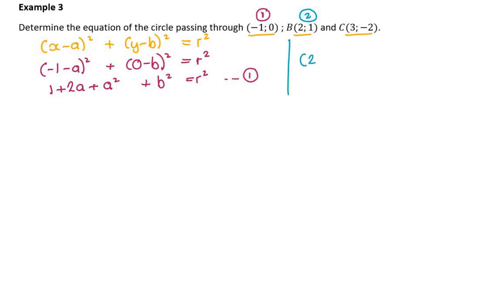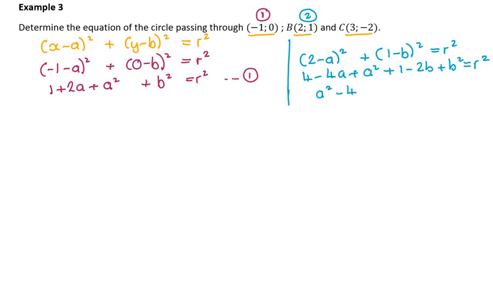Equation number 2 would be 2 minus a squared plus 1 minus b squared equals r squared. So if I neaten that up again, this is 4 minus 4a plus a squared plus 1 minus 2b plus b squared is r squared. Okay, now if I just neaten that up a little bit, that's a squared minus 4a, and then there's a b squared minus 2b, and my constants are 4 plus 1 is 5. So plus 5 is equal to r squared, and this is equation number 2.